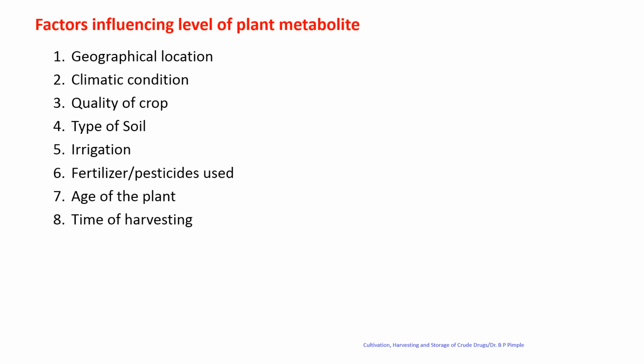Time of harvesting. As we have seen, rainy season is generally avoided for harvesting of most of the crude drugs. Further, analysis of the crude drug has to be performed to determine the appropriate time of harvesting. We will take an example of opium alkaloids. Opium is a latex that is obtained from Papaver somniferum.